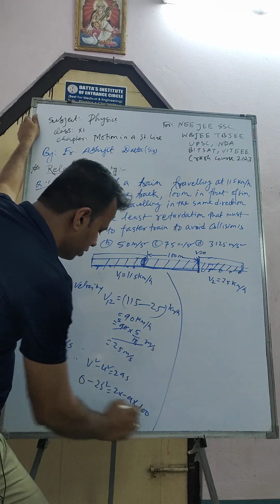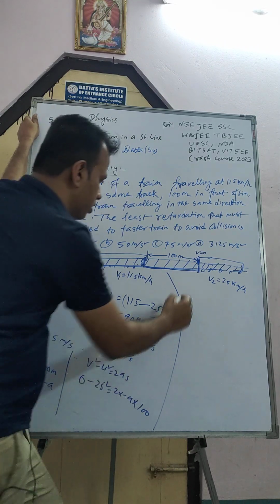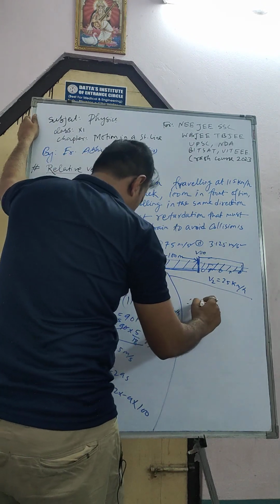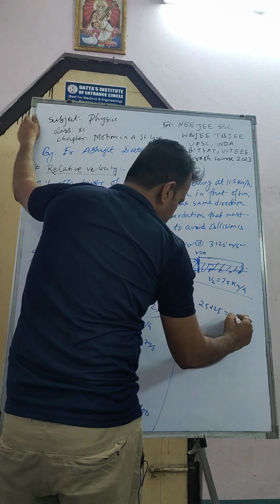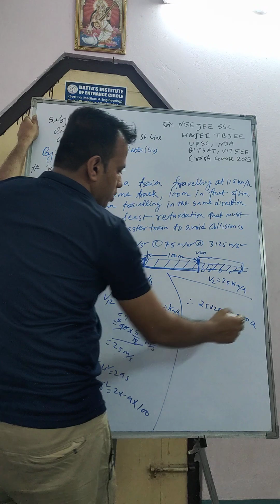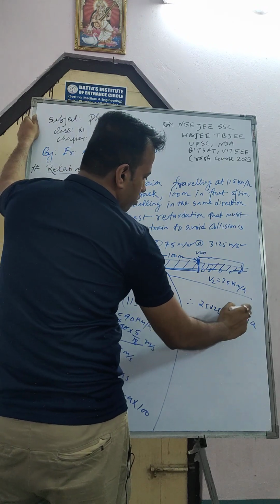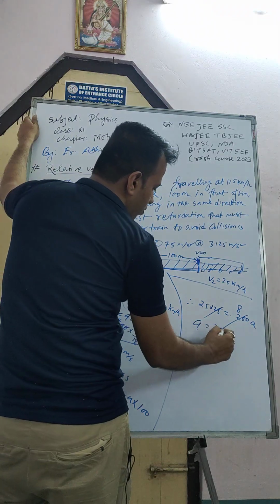So it will be 100. So minus, come here. So it will be 25 into 25 equal to minus 200 A. So this is 200 A. If you cut by 25, it will be 8, and A will be 25 by 8.